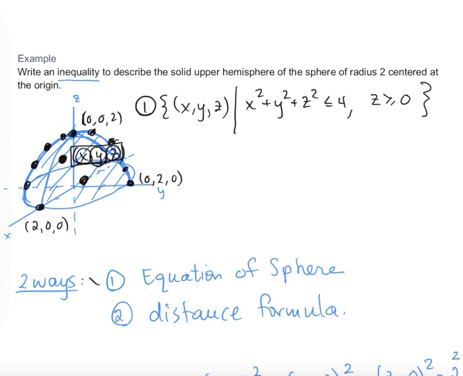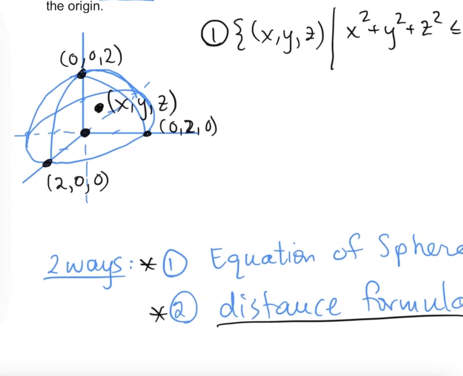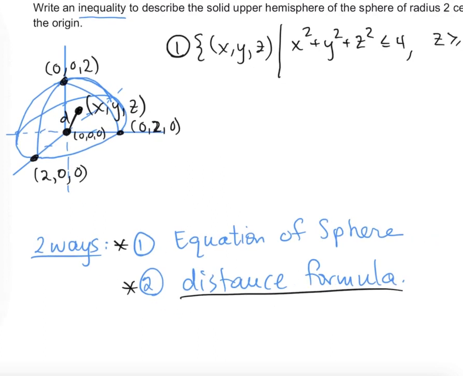So how would that then change if we were to use the distance formula instead? Again, let's think about an arbitrary ordered triple that's inside this solid upper hemisphere, and think about how far that ordered triple is away from the center point. And so we're looking at this distance. And we would essentially want that distance to be less than or equal to 2, right? So any ordered triple that is less than or equal to 2 units away from the center would be an ordered triple that's inside that upper hemisphere. And of course, we would also restrict the z value to being a positive value.